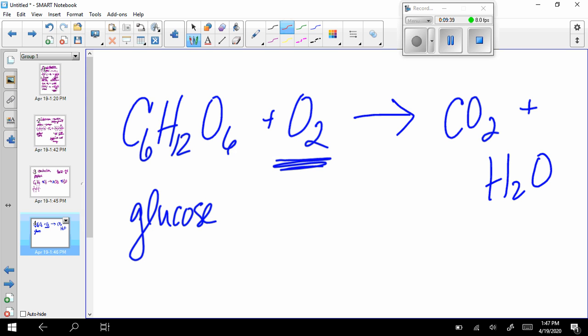I would need to balance this. I would need 6 of these and 12. So I would need 6 of these. And then this is 12. This is 6. That's 18. 6 of them are from here, 12 more from here. So this would be a 6. So that's all balanced out as well.